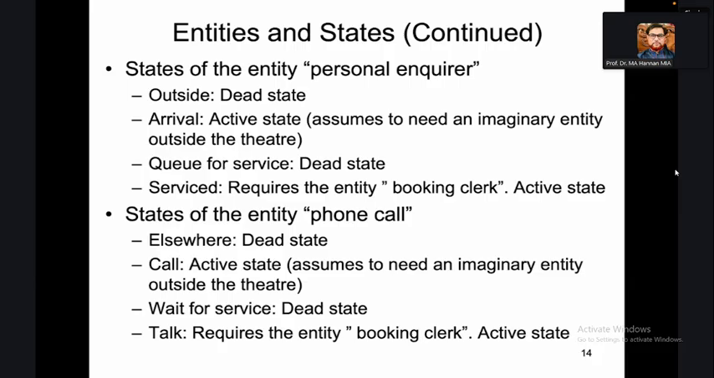Then talk, require the entity booking clerk. So booking clerk and the caller, the two of us together spoke, that is an active state. Within this we can identify so many states or so many entities as well. Suppose when I make a telephone call, somebody is calling, then it is expected that the booking clerk will receive the call.